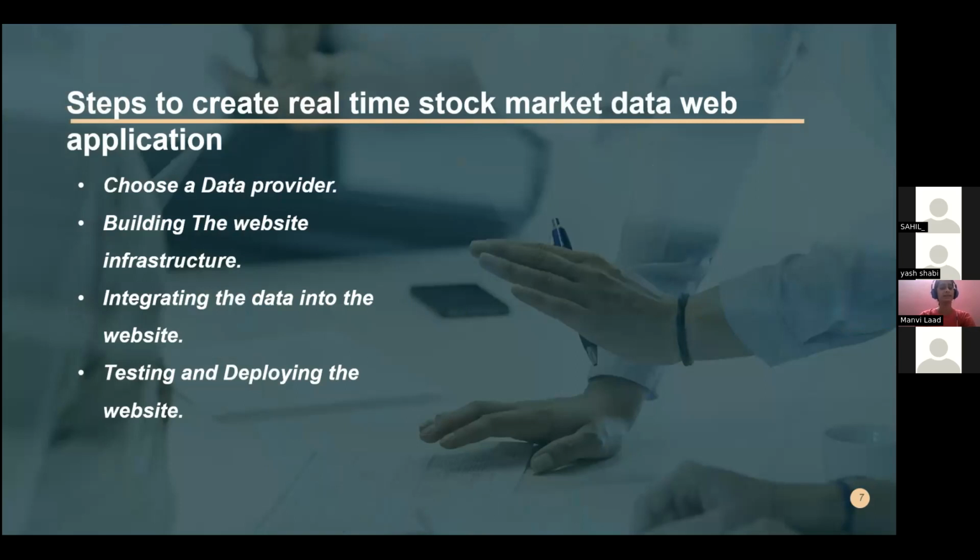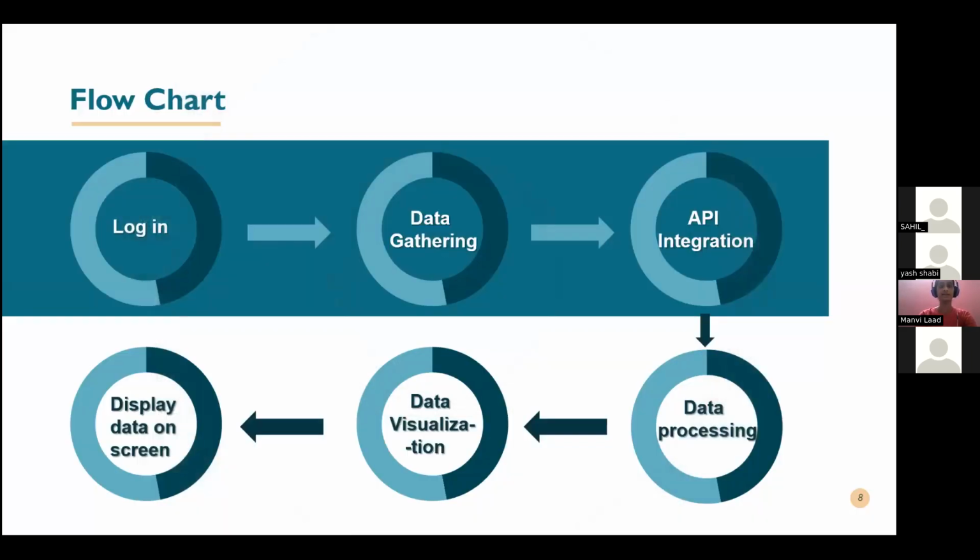Next, we will build the website infrastructure using front-end, back-end, and database. Then we will integrate real-time data from our chosen provider into the website, ensuring smooth and accurate data flow. Finally, we will test and deploy the website to ensure its functionality and usability. So next, this is the flow chart.